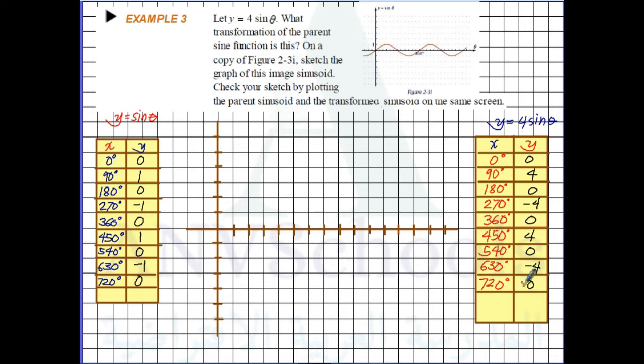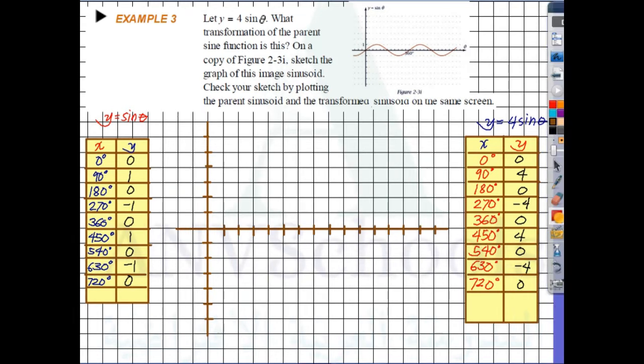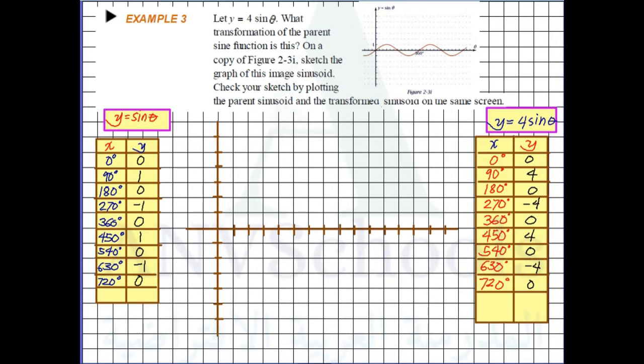So you notice that for y equals sine theta as our parent function, this is our parent function, this is our image function. As you notice, your maximum value, which is 1 here, becomes a maximum value of 4 here. And negative 1 here becomes a minimum value of negative 4 here, and so on. But their zeros, their x-intercepts, remain the same.